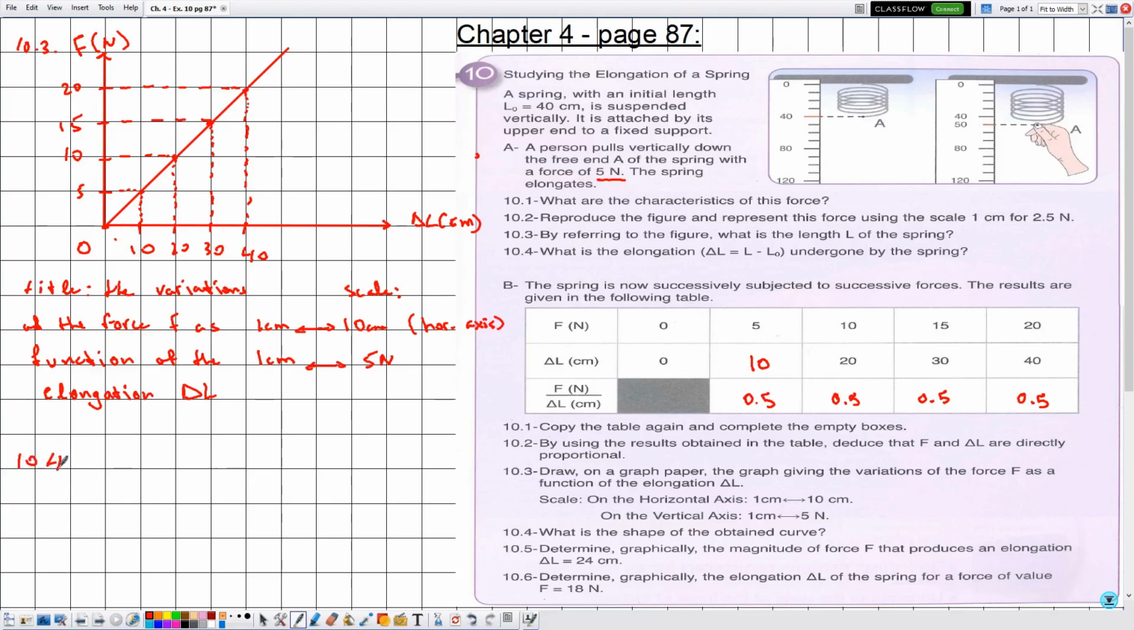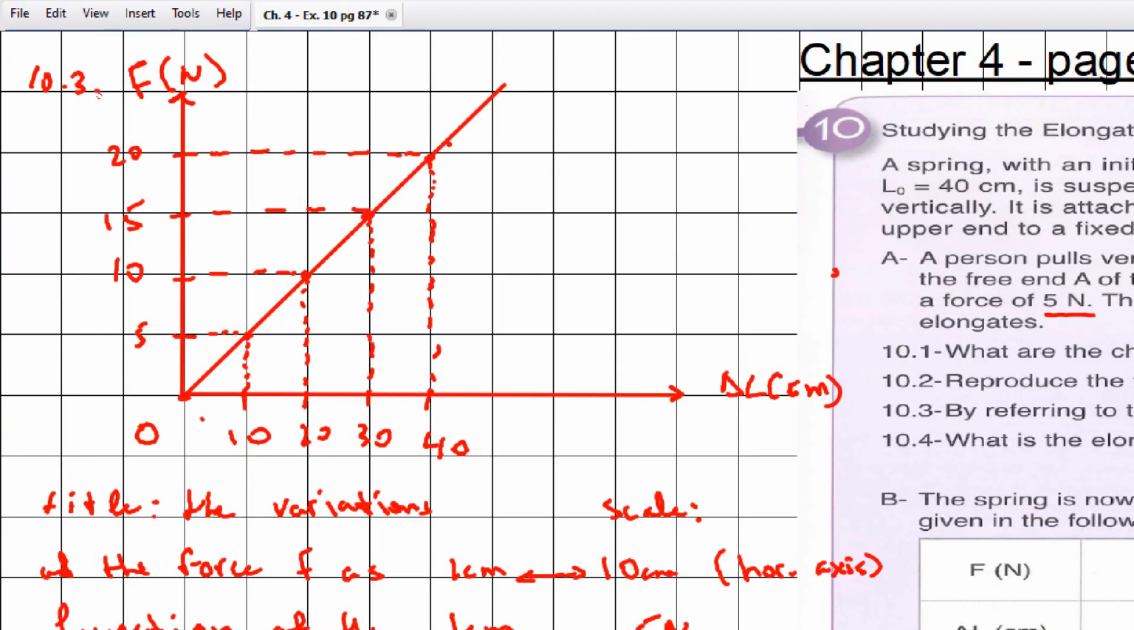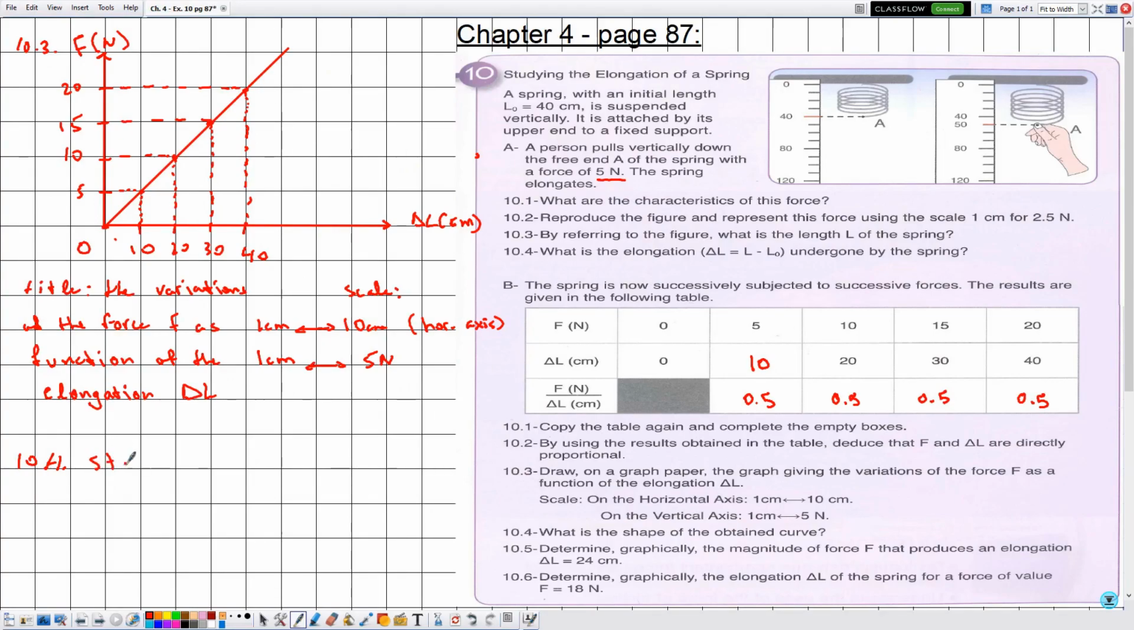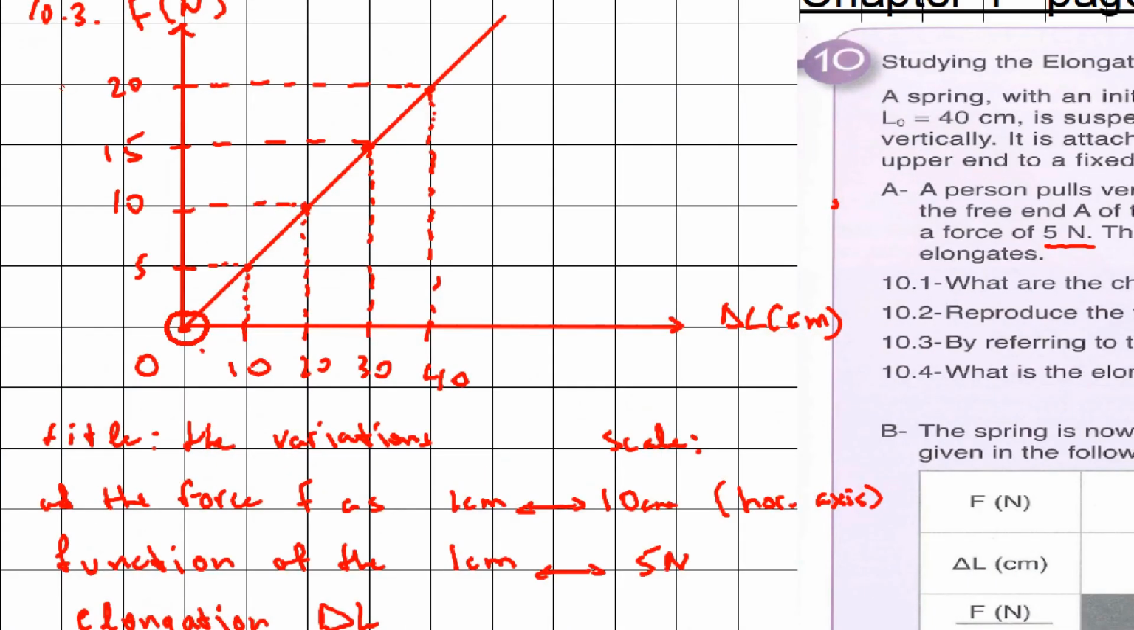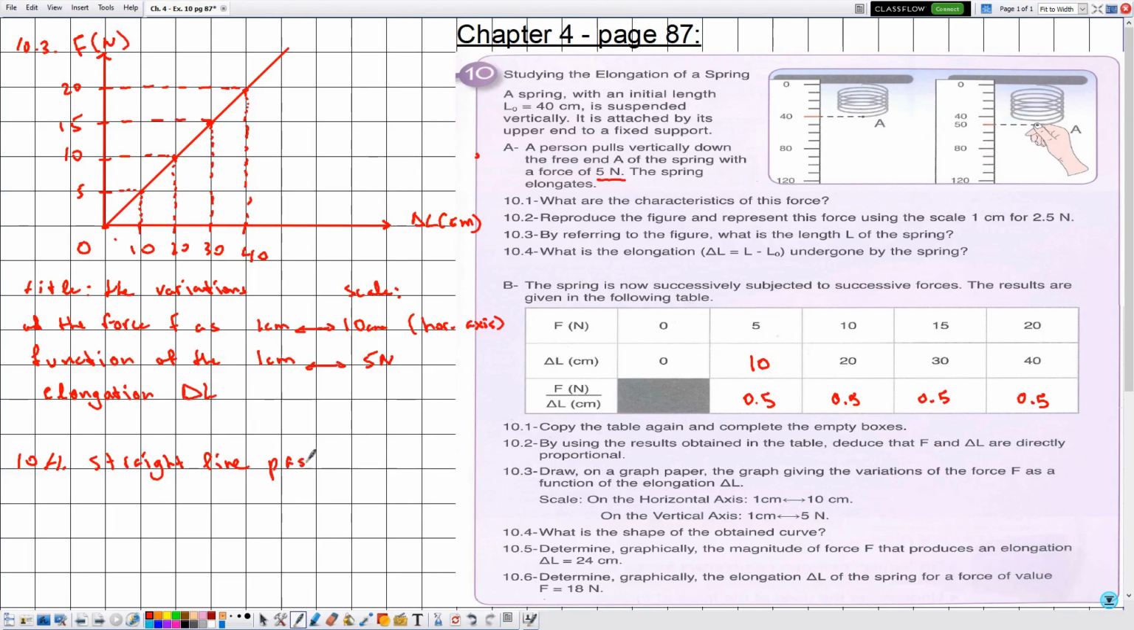Now in 10.4 they are telling me what's the shape of the obtained curve. So notice that this is the curve, and the shape of the curve is a straight line, and it's not enough just to say that it is a straight line. We need to say that this straight line is passing through the origin.